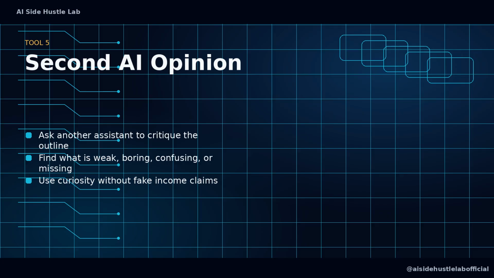One might be better at structure. One might be better at writing. One might be better at analyzing an image or summarizing a long document. Here is a simple workflow. Use one AI tool to create a video outline.